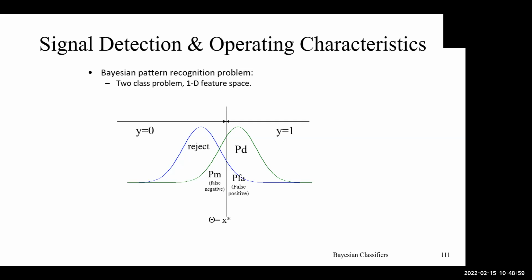Again, other terminology: positive detection, reject, probability of a miss, false negative, probability of a false alarm, false positive. Same thing, A, B, C, D.